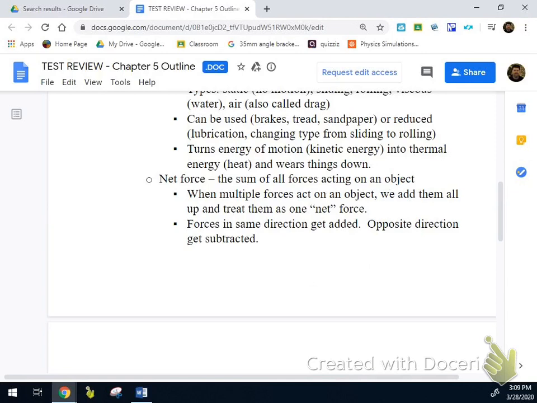The last thing we did in the chapter, and we didn't get a ton of time to do this, but we did talk about net force, taking a look at the forces acting on a single object, and then looking at the direction the object moves depending on the net force. Remember, net force overall, if it's 0, means the object is not accelerating. It can be moving, but it's not accelerating.